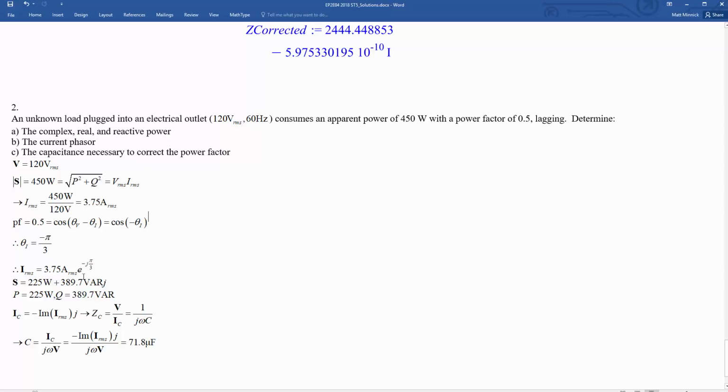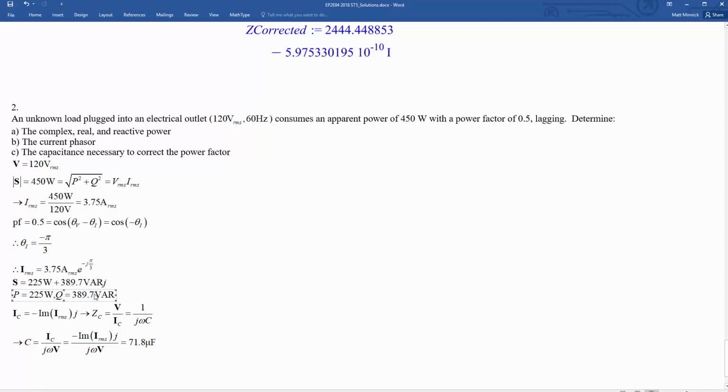which lets you figure out that the total current is this 3.75 amps RMS e to the negative j pi by 3. And you can work out what the complex power is by either, now that you've got the current, taking voltage times the complex conjugate of the current phasor, or going back to the original idea about what the complex power's magnitude was as the apparent power, and then using the power factor. So with this approach, we got that.